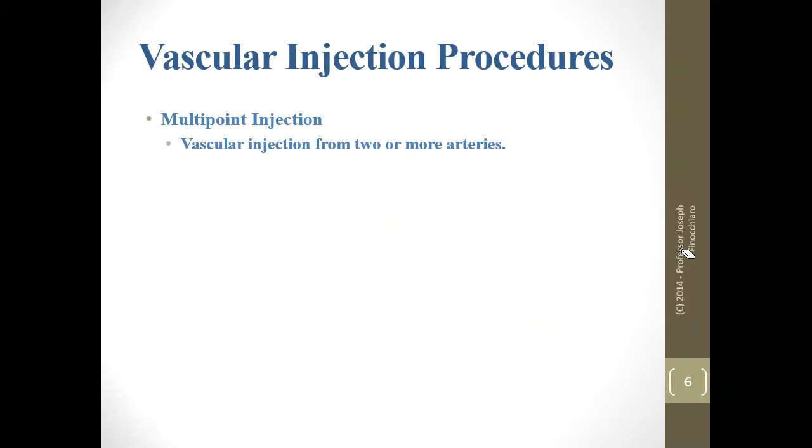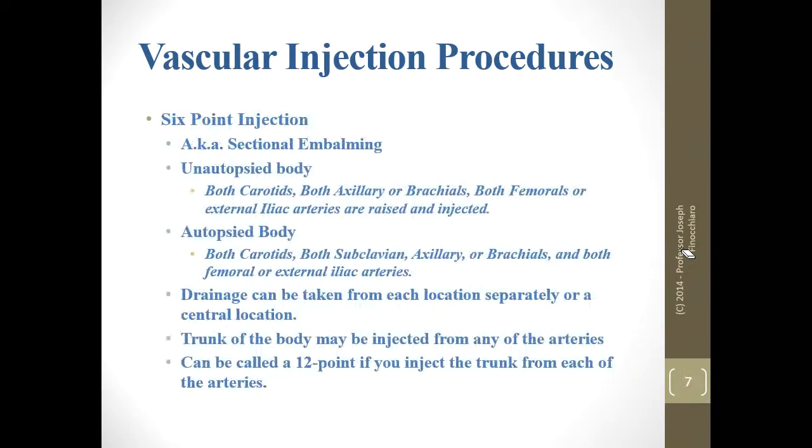So a true split point involves injecting at one site, right common carotid, and draining from an alternate site, say for the sake of argument, the left femoral artery. And the instant I go from that to, oh crap, I have to inject my right femoral artery, I've now gone into a multipoint. You cannot look at a multipoint just when someone gives you one artery and one vein. It requires more than one injection site.